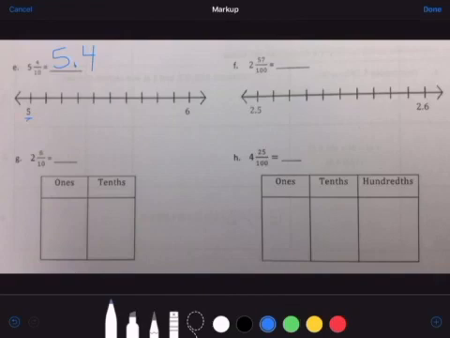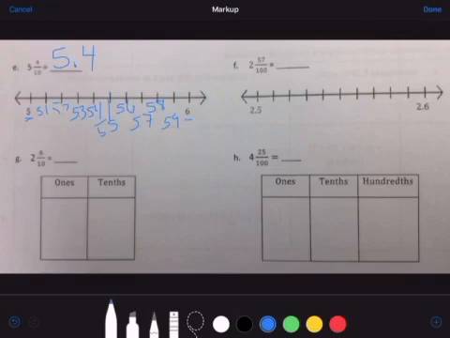Well, my number line goes from 5 ones to 6 ones. So everything in between is going to be tenths. So this is 5.1, 5.2, 5.3, 5.4, etc. 5.5, 5.6, 5.7, 5.8, 5.9, and then 10 would be 6 whole, right?